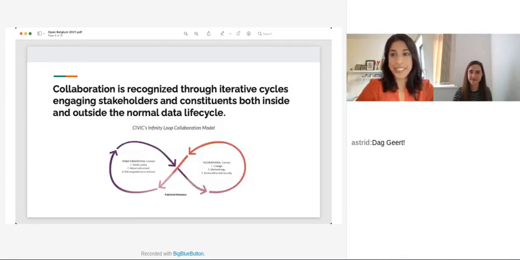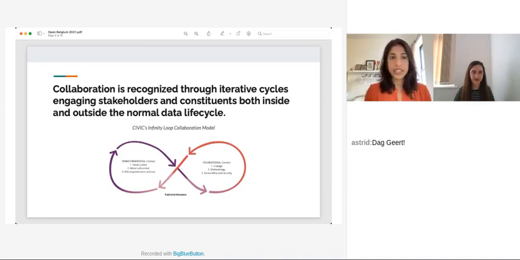So, given that we have this definition of structured context that we now want to apply with a methodology, we can talk about how to really build this. The collaboration that builds these inclusionary practices within structured context is recognized through iterative cycles, engaging stakeholders and constituents that are both inside and outside the normal data lifecycle. Pictured here is a simplified form of Civic's infinity loop collaboration model, where we highlight that energy continuously flows through the system. We'll get into the different actors and stakeholders that lie along this path, but first, let me explain exactly what type of context we mean, what specific questions make up structured context.